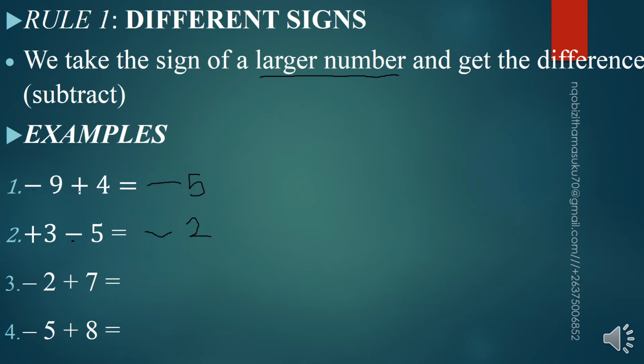Then the other one: -2 plus 7. We have different signs likewise. Our larger number is 7, so the sign is positive. Then we say 7 minus 2, we get 5. So our answer is +5. However, sometimes it's not important to write the positive sign, so we can leave it as 5.